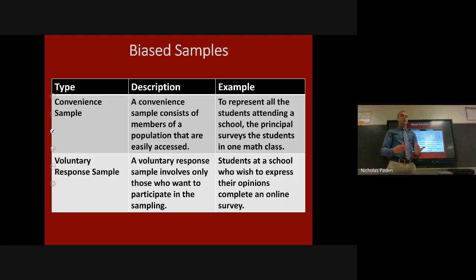Okay, it's going to take a little bit of time to choose every student at random or to go through the list and choose every 20th student. It's convenient for me just to ask my first period. Okay, so that's one example of a biased sample.